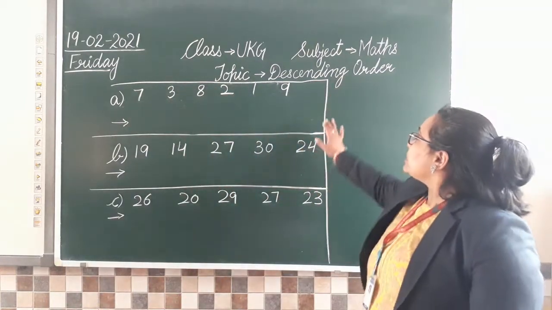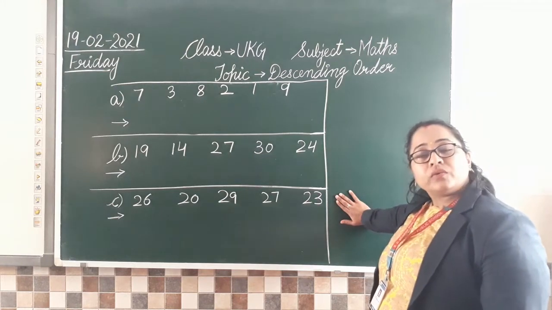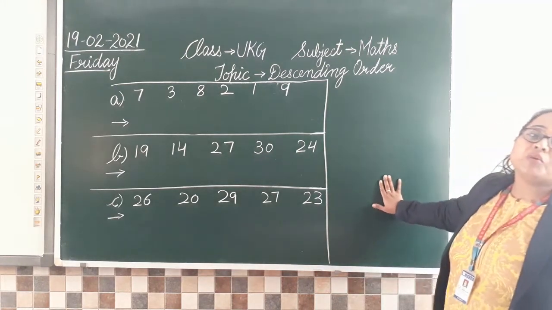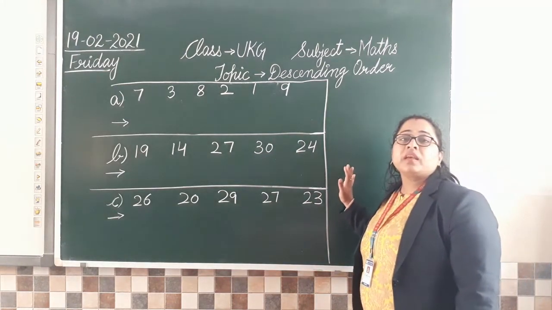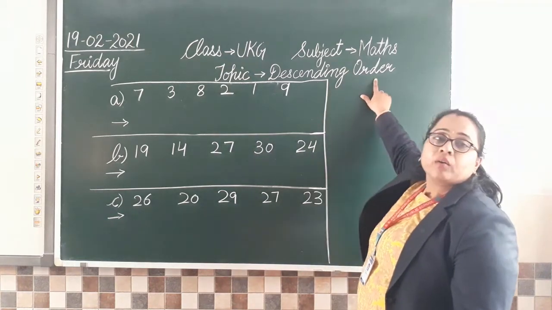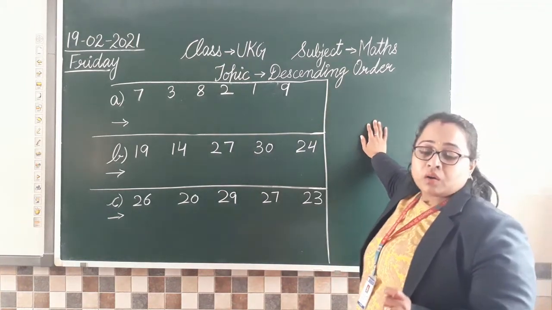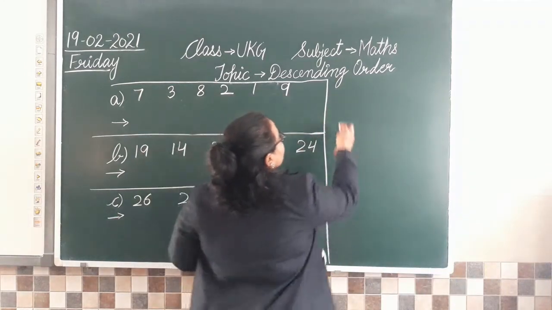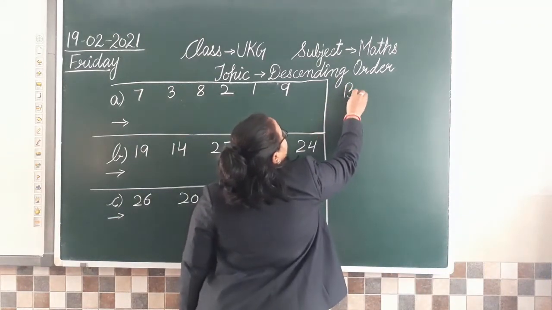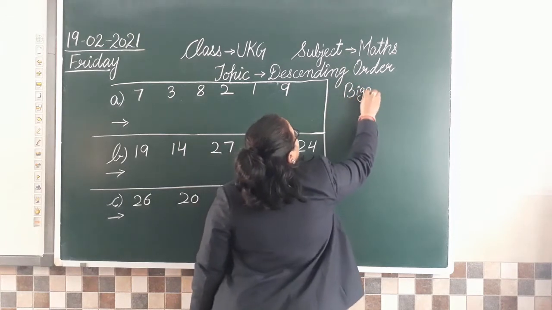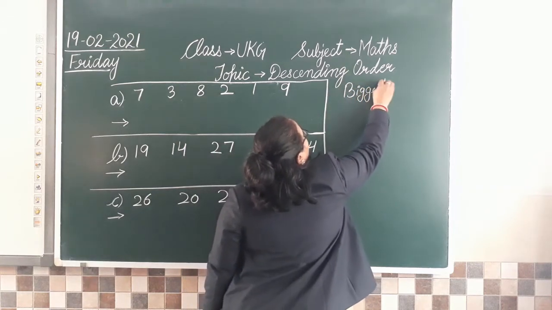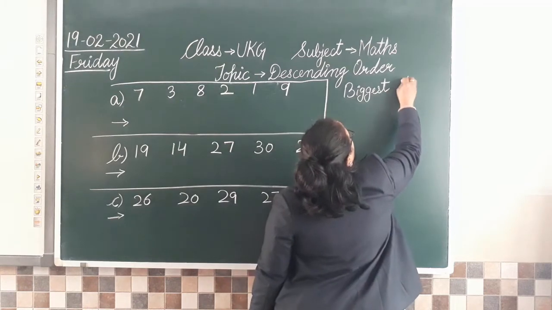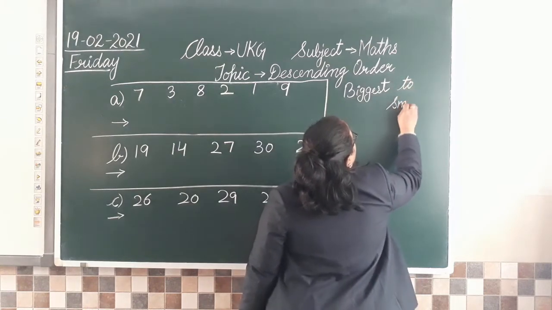See, I have written certain numbers here. Can you see them? So today we have to arrange these numbers in descending order. And if you remember, what is descending order? Can anyone tell me? Arranging numbers from biggest to smallest.